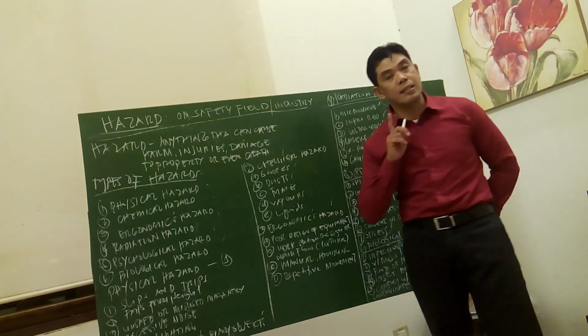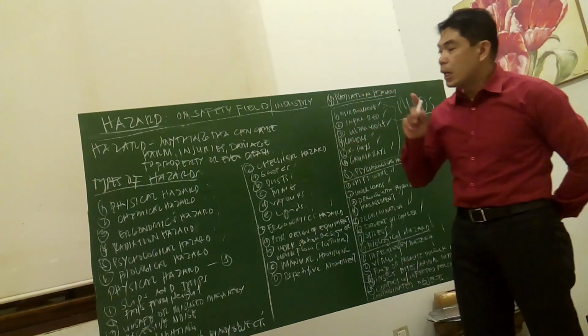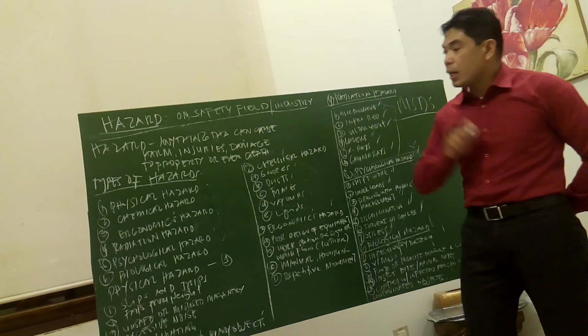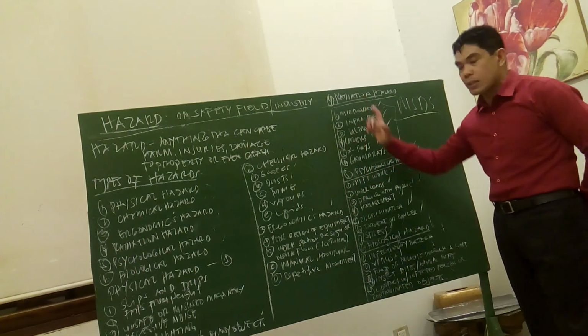So again, the 6 types of hazards: physical hazards, chemical hazards, radiation hazards, ergonomic hazards, psychological hazards, and biological hazards. So these are the examples.